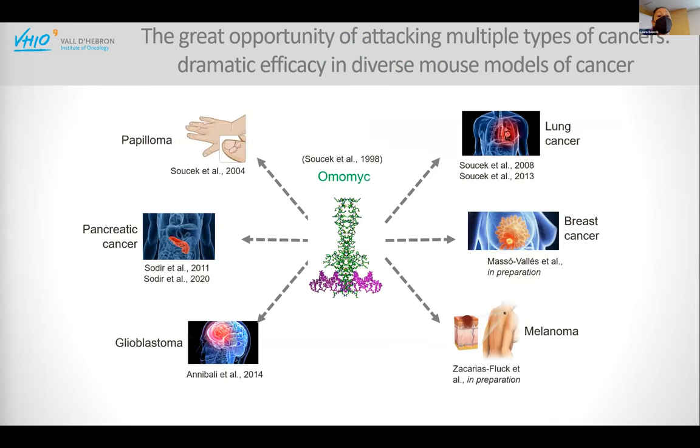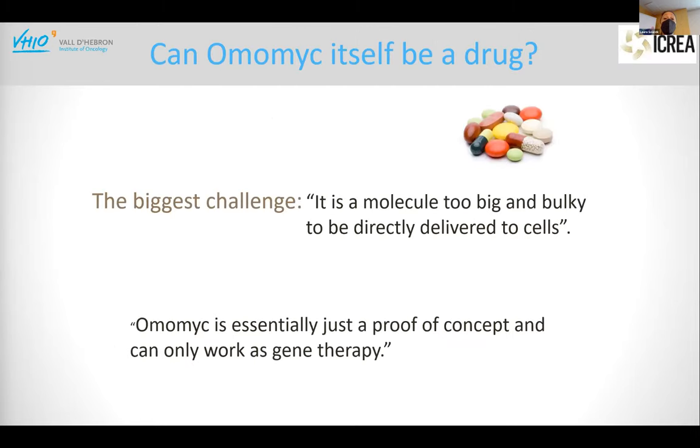Since then, we have expanded the use of Omomic to different types of tumors driven by different mutations in different tissues with similar results. But we wanted to make this something useful for patients. And this was the biggest challenge. There were reviews out there by experts in the field that were saying that Omomic would never be a drug. These are statements taken from reviews.